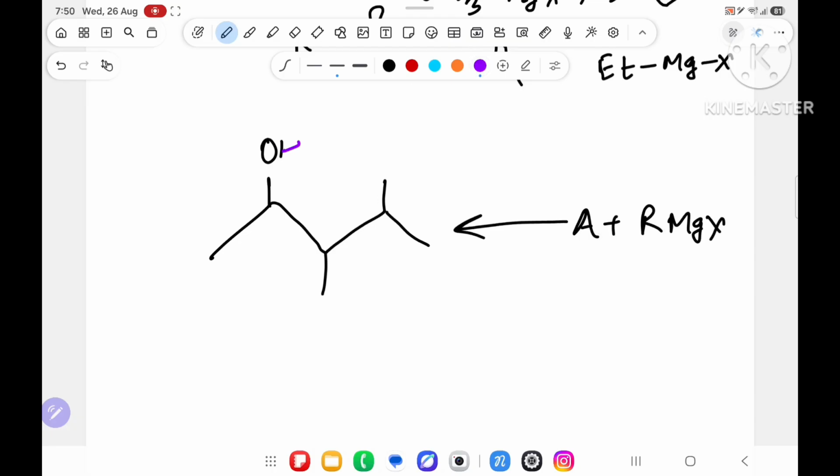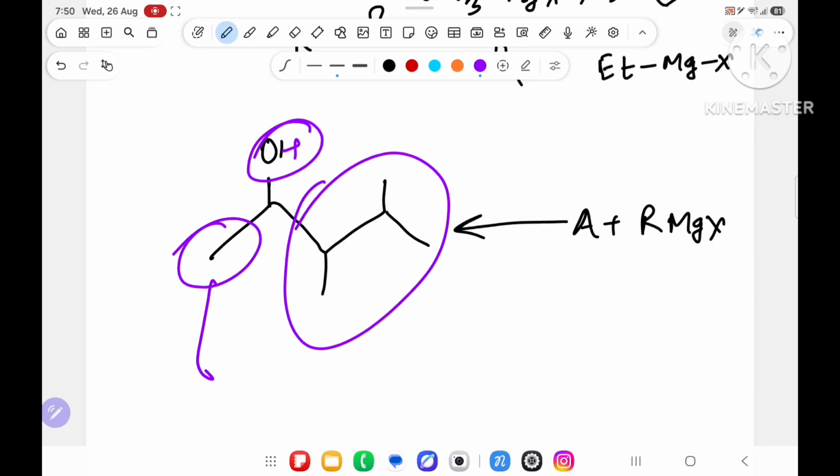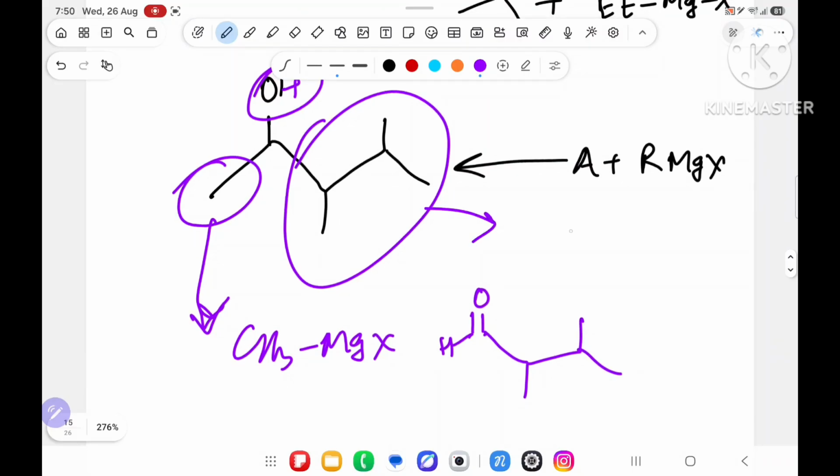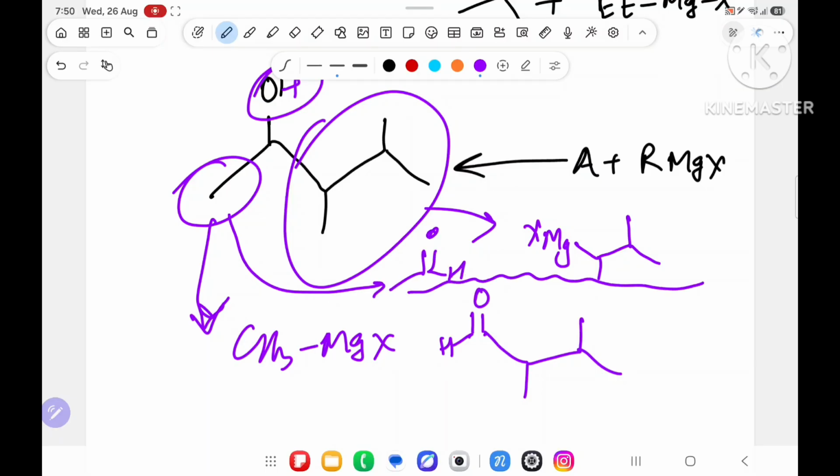So see, understood. OH is here, leave this part. One side this total. So your possibility, you will take this as R. So CH3 MgX. Remaining will be over here double bond O, this side aldehyde, this side as it is. Someone will say, no sir, I will take this side R. So what will you write? This total, this, over here MgX, and this side will be aldehyde, this double bond O H. So like that you can solve the question, and I hope you understood what I am trying to say.